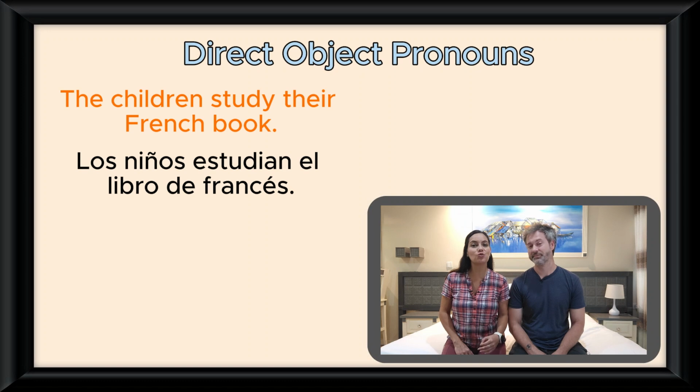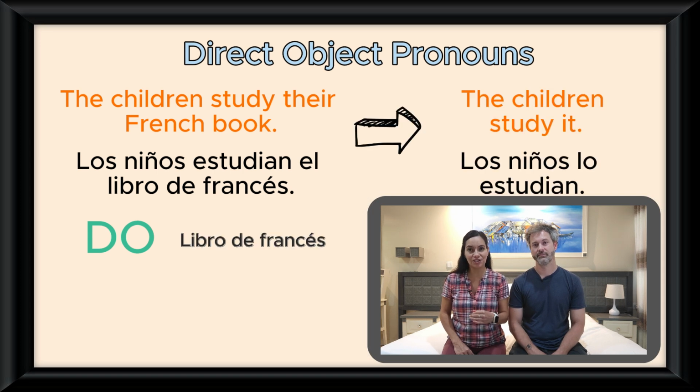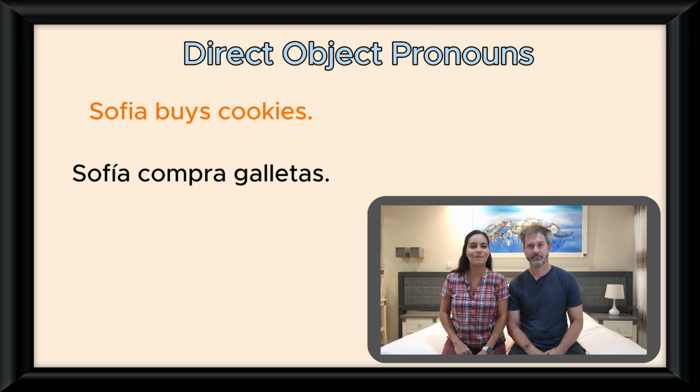Let's see more examples. Los niños estudian el libro de francés. So in this example, what is the direct object? El libro de francés, because we want to know what the children study. And we use the pronoun lo because el libro is masculine and singular. Los niños lo estudian.